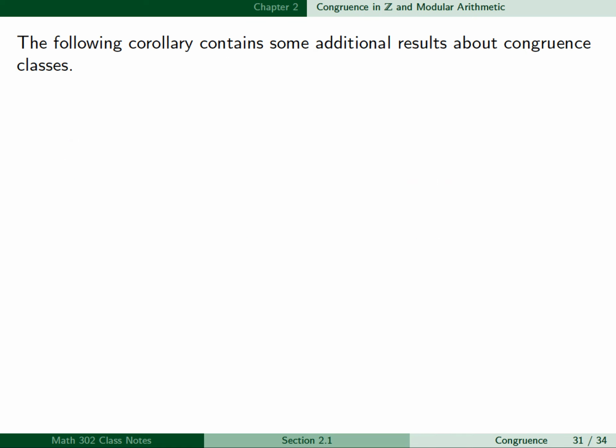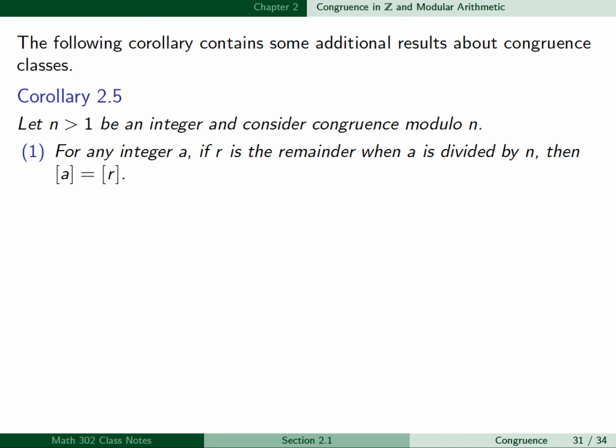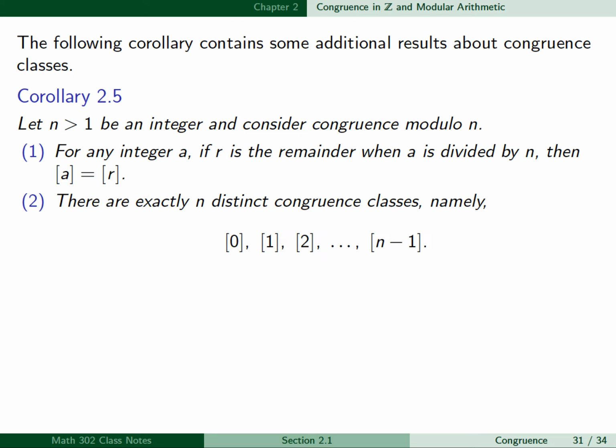Now the following corollary contains some additional results about congruence classes. So this is corollary 2.5. Let n greater than 1 be an integer, and let's consider congruence modulo n. And then first, for any integer a, if r is the remainder when a is divided by n, then the class of a is equal to the class of r. And 2, there are exactly n distinct congruence classes, namely the class of 0, the class of 1, the class of 2, all the way up to the class of n minus 1.